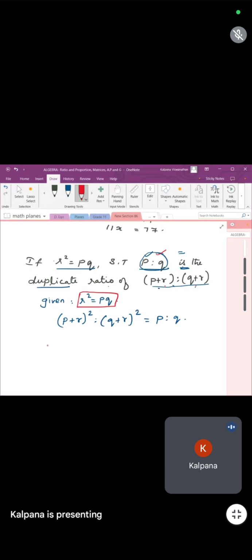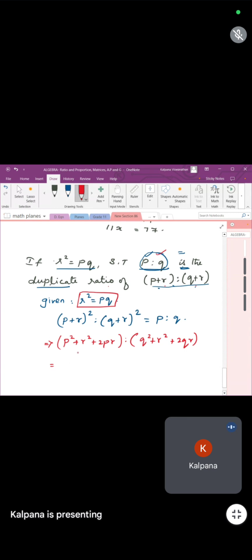Okay, just expand. I also see students, whenever A plus B whole square form comes, simply writing A square plus B square and finishing. No, please don't do that. Always follow the identity. So here you have to write P square plus R square plus 2PR is to Q square plus R square plus 2QR.